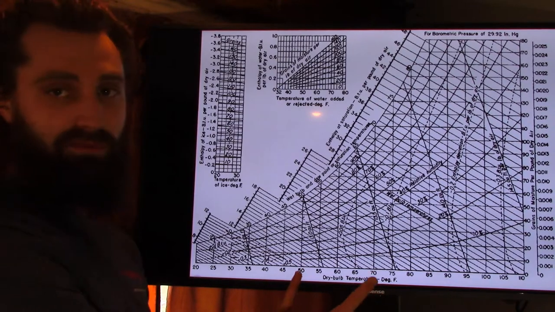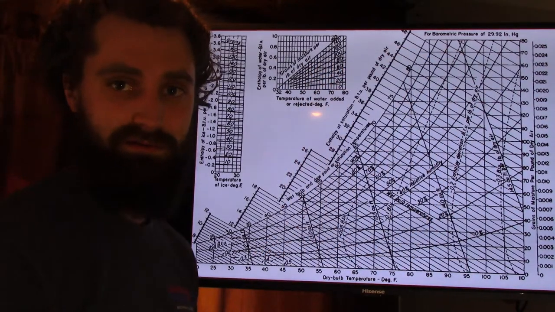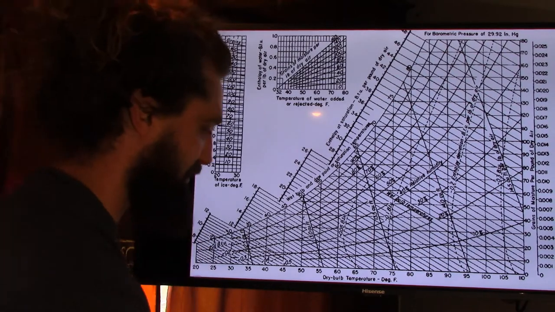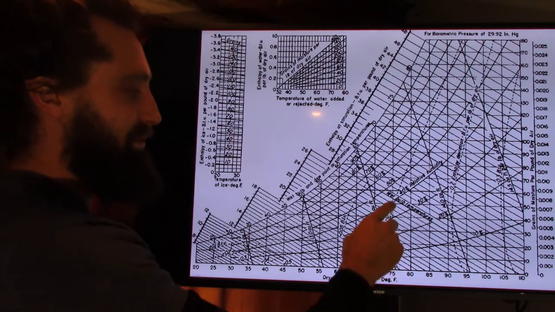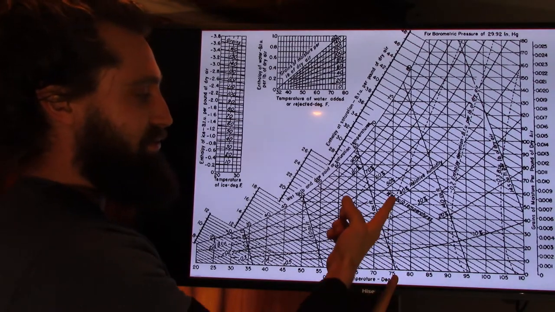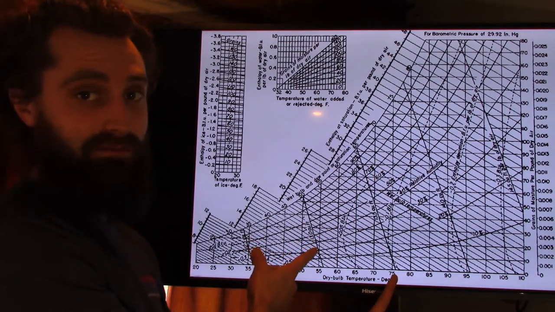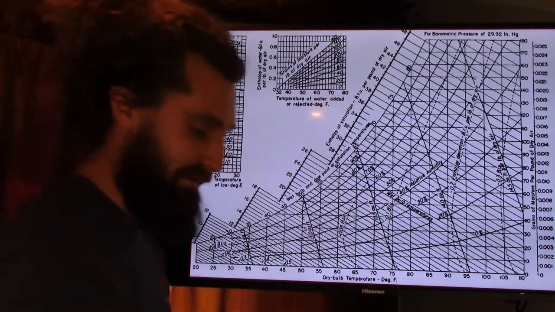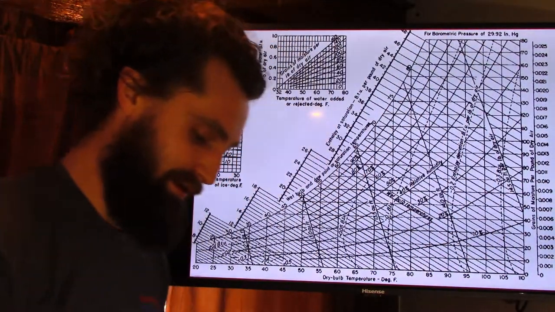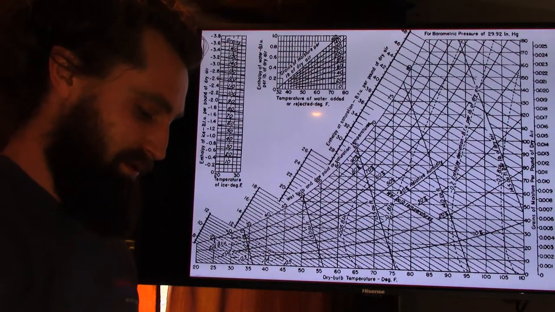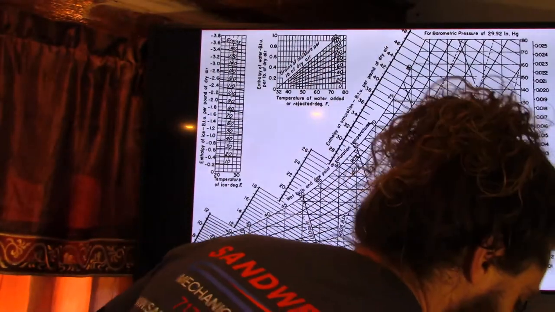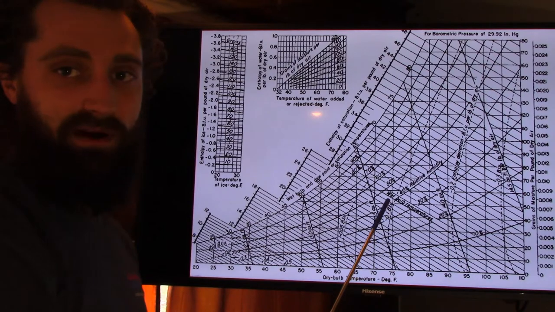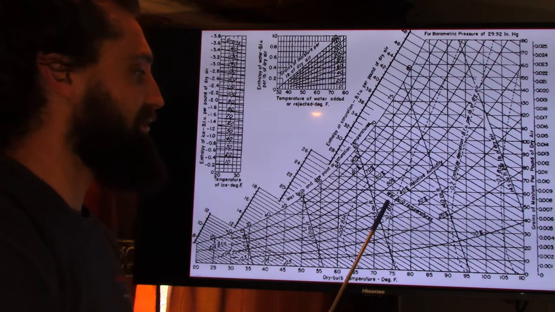Again, on that bottom, we're going to go back to Mrs. Jones or Smith or the lady that called up complaining. We're going back to her house. 75 in there. We go directly up to our relative humidity line, which happens to be 40. That would put us right here where the tip of my finger is. I'm going to use my cool little wand here to help me with this. So 75 up to 40 puts me right there at the tip of my poker.